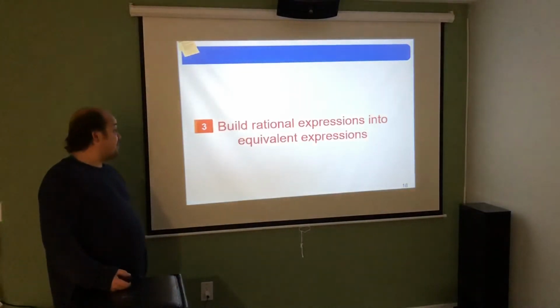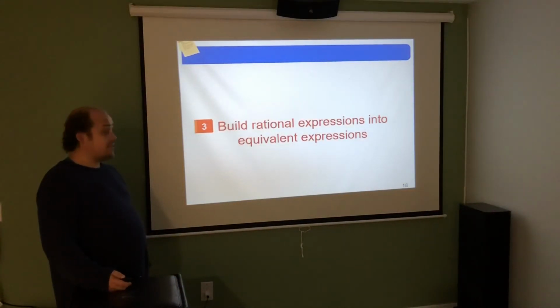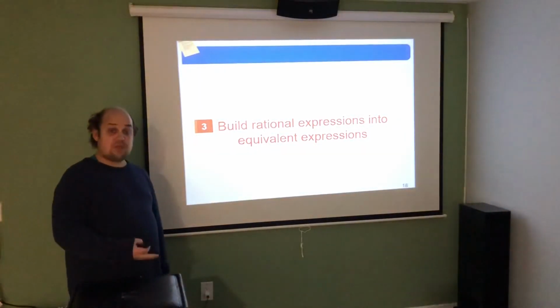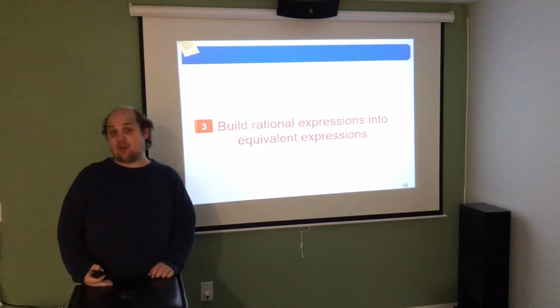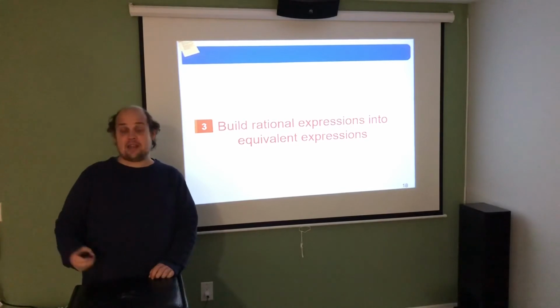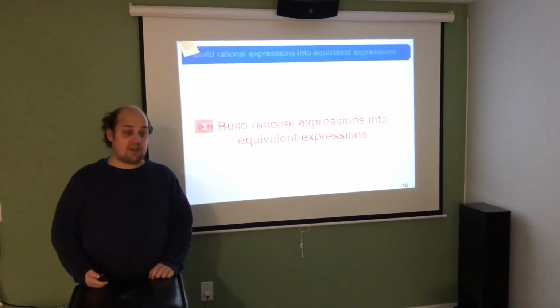Build rational expressions into equivalent expressions. So the idea here is to start with something that doesn't have the correct least common denominator, and multiply by something over itself to get it to the denominator that we've been given.